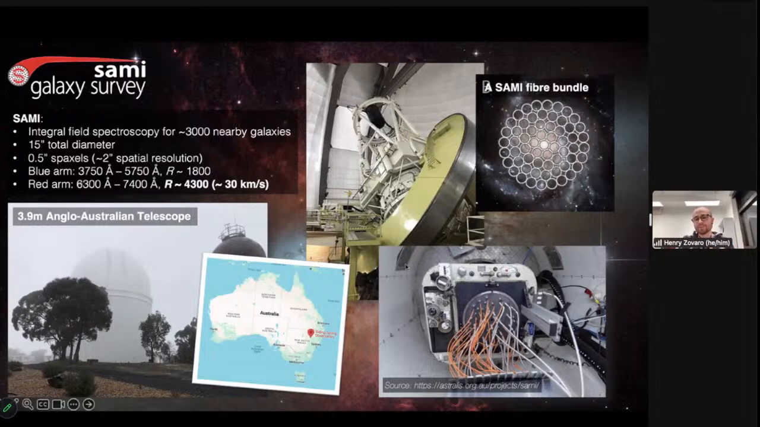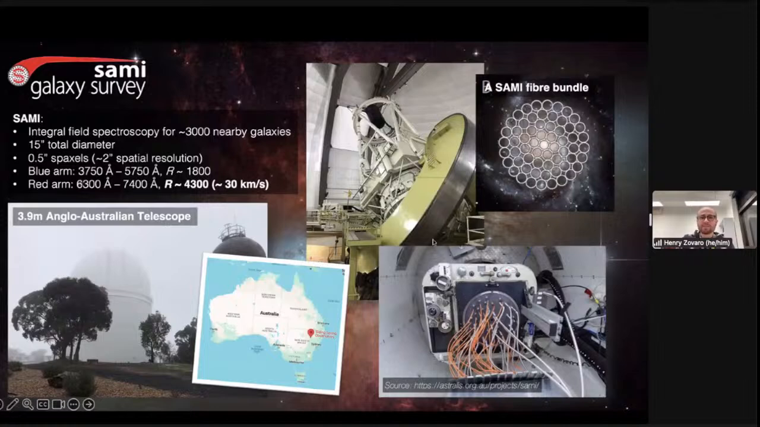The survey instrument itself is shown here. It's a fiber bundle spectrograph instrument. Here is a schematic showing the fiber bundle placed onto a typical galaxy in the survey. Basically each of these round circles represents a fiber, and so you get a spectrum in each of those fibers. And so you can really spatially resolve different spectra in different parts of the galaxy.